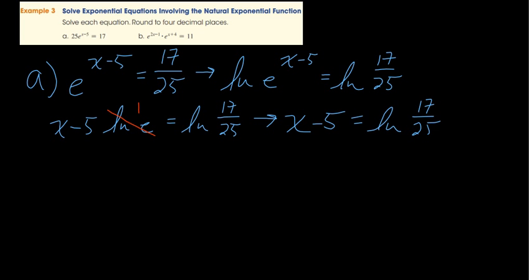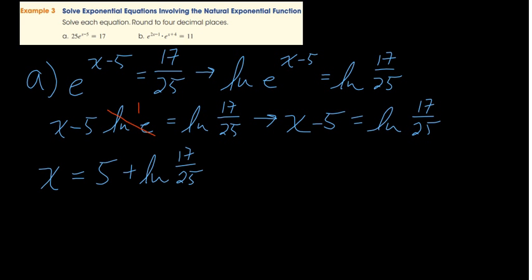And then it's pretty easy here, right? We just add 5. So then we have x is equal to, and it still says 4 decimal places, so that's okay. We added 5 to both sides, so we're just going to say x is equal to 5 plus the natural log of 17 over 25.